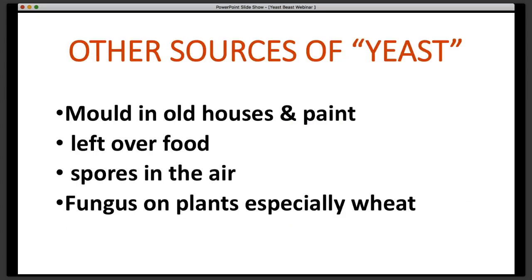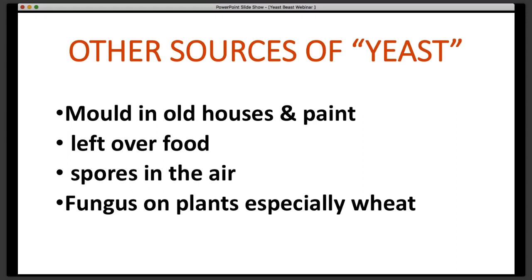Now, there are other sources of yeast. There can be mold in all houses and in paint in all houses. Leftover food can actually be contaminated with yeast. The spores in the air, and fungus on plants, especially wheat. There is a particular type of fungus that grows on wheat and can often make people intolerant to wheat, because it's the fungus, not the wheat, that's making them intolerant.